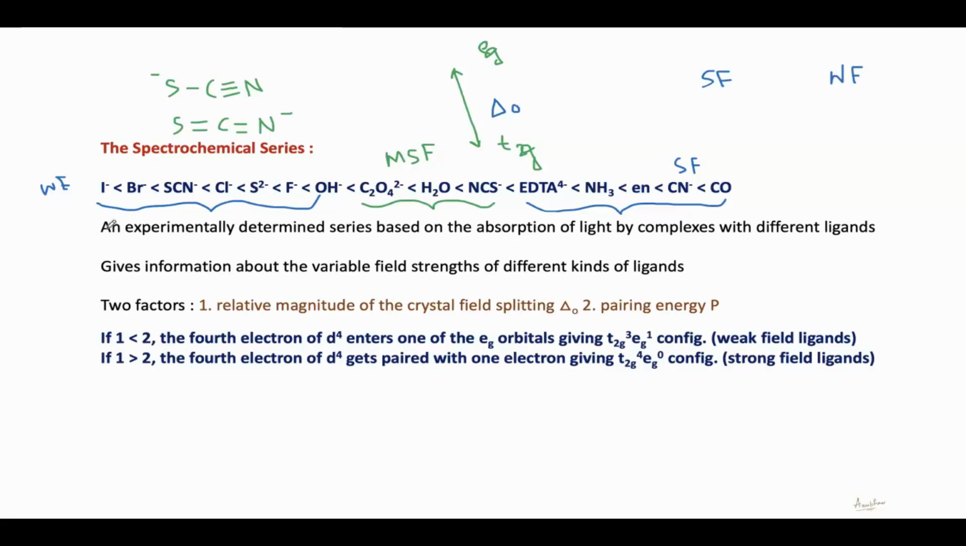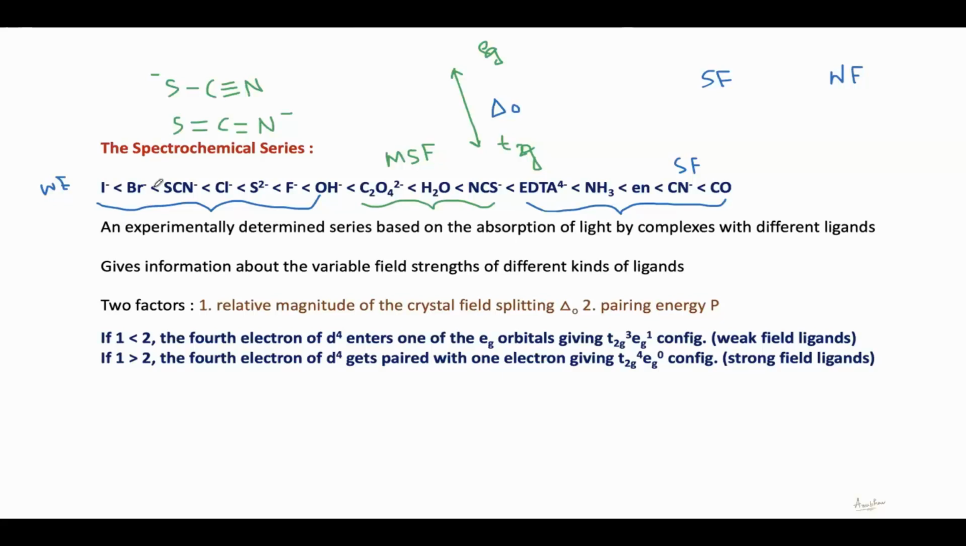Now this, if we can remember this series, will tell you which one is the strong field ligand, which one is the weak field ligand, which ones are moderately stronger field ligands. Now, depending upon the nature of the field strength of the ligand, the octahedral splitting will be determined.